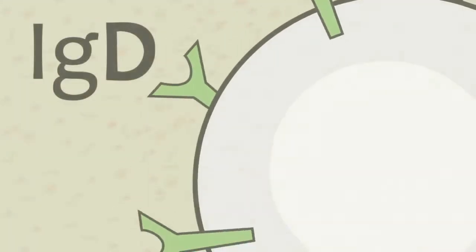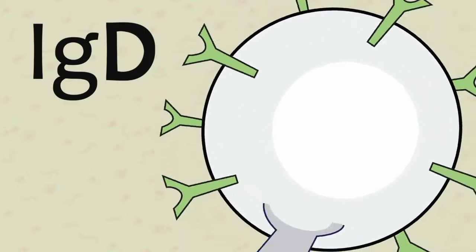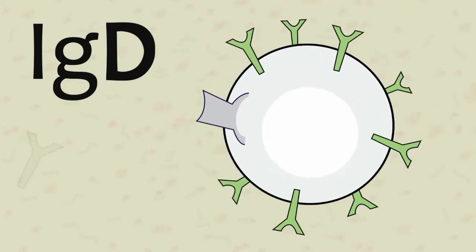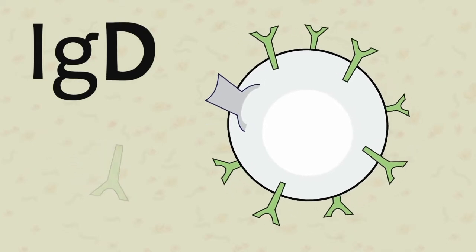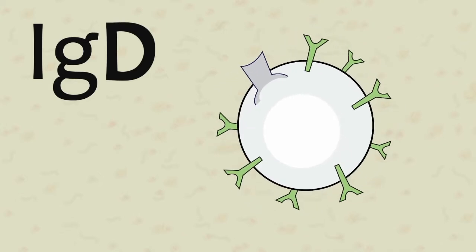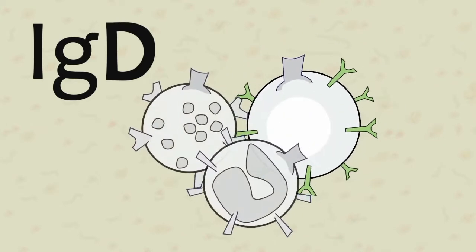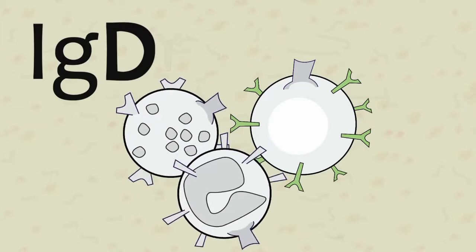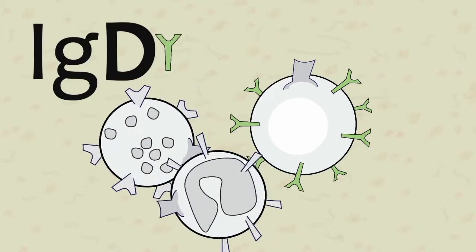IgDs are primarily found on the surface membrane of B cells, but account for a very tiny portion of the free-floating antibodies found in the plasma. IgDs are the least well-known antibody. However, they are known to play a role in the activation of basophils and mast cells to attack invading microbes.